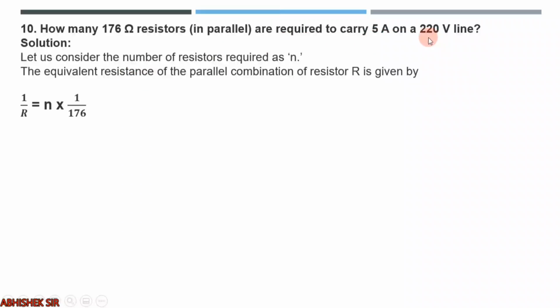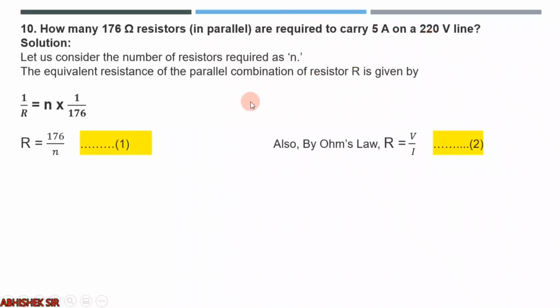Now current is 5 ampere, voltage is 220. So by Ohm's law, R equals to V by I. Here R we have calculated 176 by N. According to Ohm's law, we can find R as V by I. Is V and I given? Yes. So leave all this. We can find R by using V upon I. What is that? V upon I is 220 upon 5, and 220 upon 5 is equal to 176 by n.